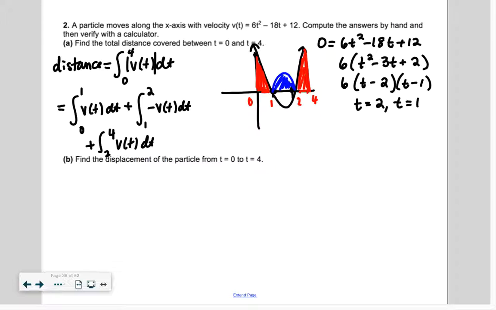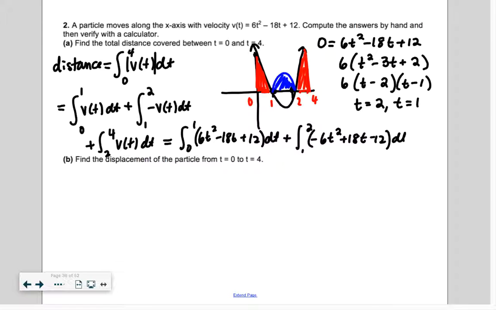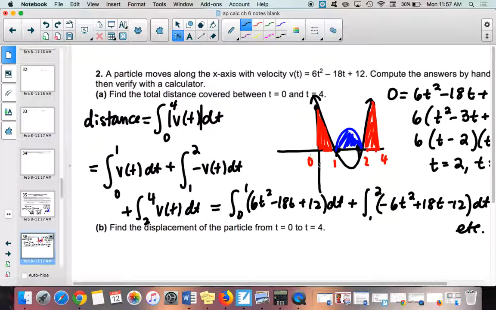And it gets a little bit messy because you have 0 to 1, and you got to integrate this 6t squared minus 18t plus 12. Right? And then you have the 1 to 2, and you got to integrate negative 6t squared plus 18t minus 12. And so on. All right, I'm guessing you don't want to do that. All right, we'll use our calculator. Actually, on your homework, I do let you use your calculator because I'm so nice.